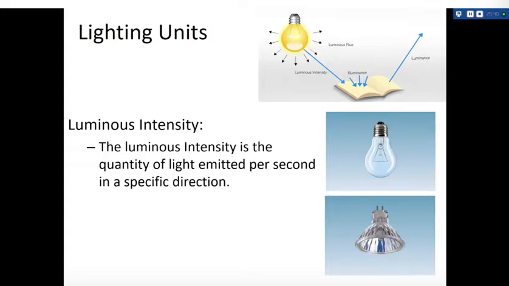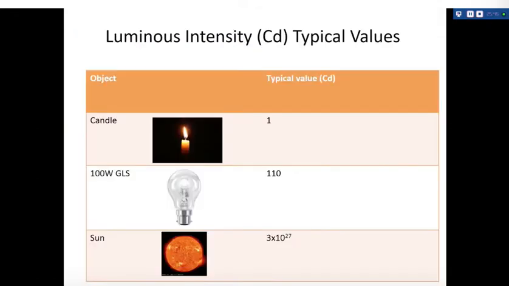The unit is the candela, based on the candle. The symbol is L, and the light you get off a candle, the luminous intensity of a candle, is 1 candela. That's quite a quaint thing. A 100 watt GLS bulb is 110 candela. The sun is 3 times 10 to the 27 candela, because the sun is very, very bright.